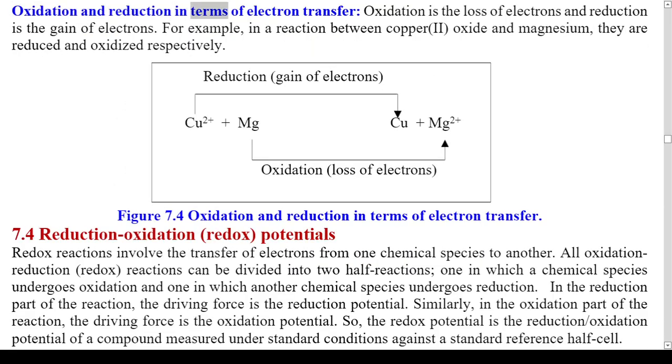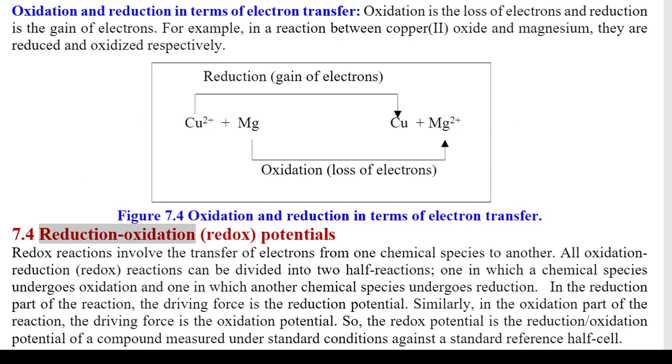Oxidation and reduction in terms of electron transfer. Oxidation is the loss of electrons and reduction is the gain of electrons. For example, in a reaction between copper(II) oxide and magnesium, they are reduced and oxidized respectively. Figure 7.4 Oxidation and reduction in terms of electron transfer.